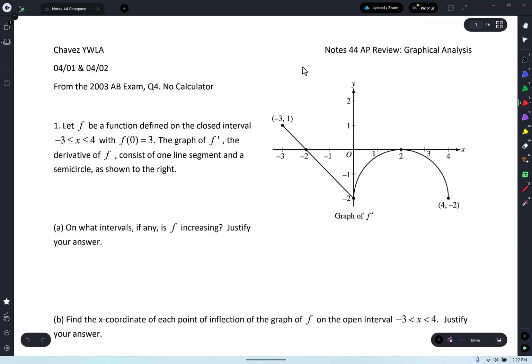Okay. All right, here we go, guys. Here we go. You guys ready? Focus, focus, focus, guys.